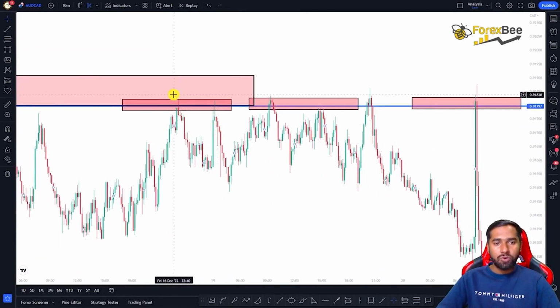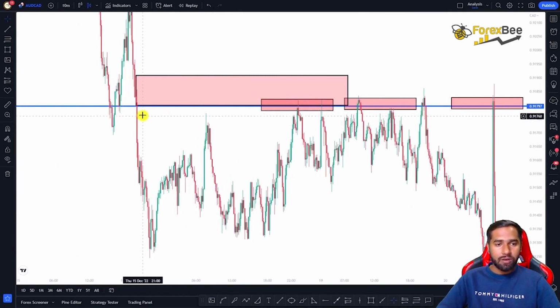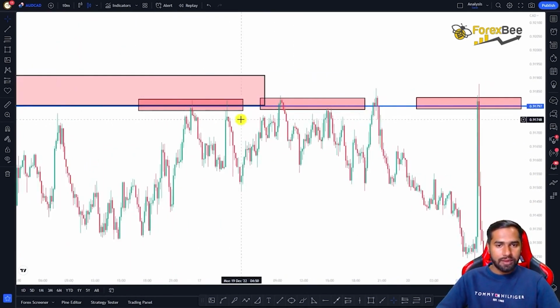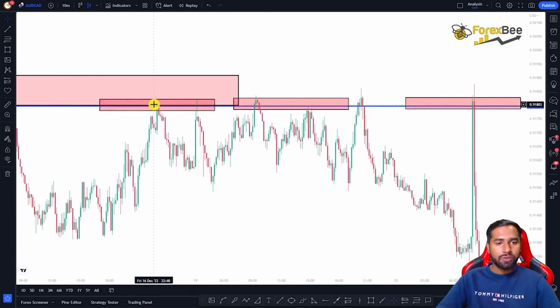So with the addition of a supply zone to this SR flip level, we were able to take a successful trade, which shows us that after coming to this level, the price gets rejected in the bearish direction.